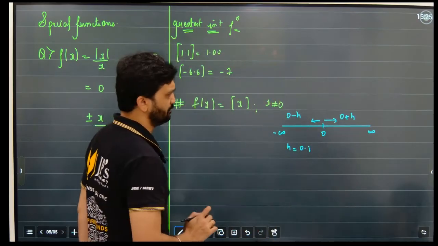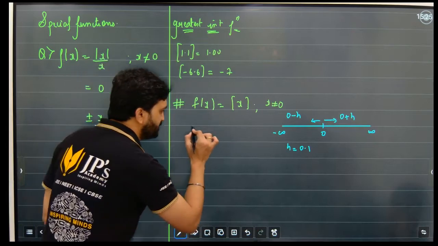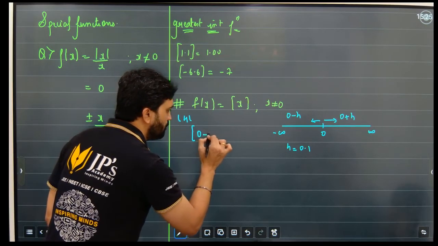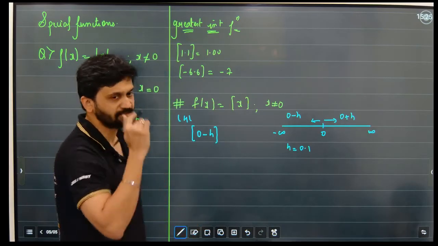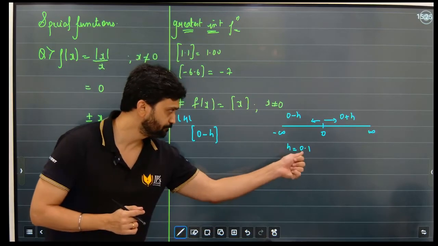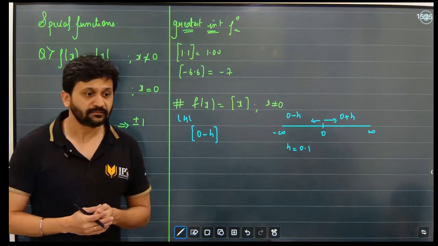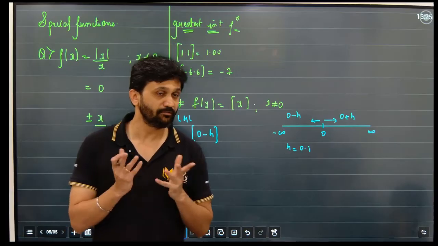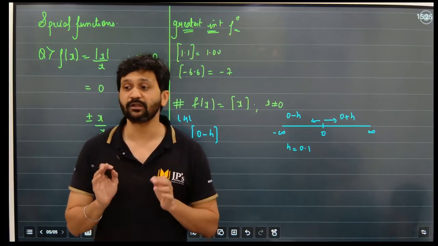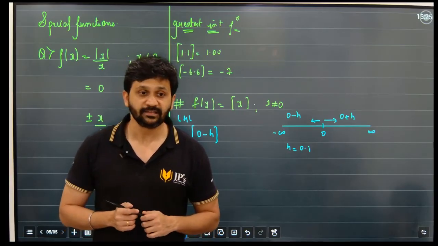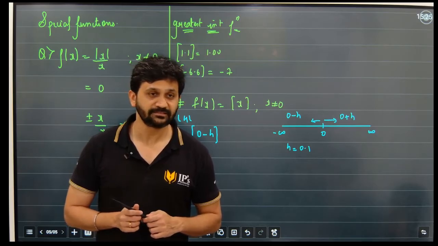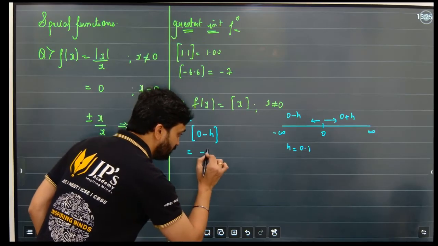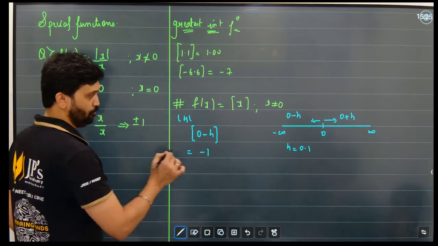And h is 0.1. Now my question stands. In the left hand limit, I have put 0 minus h in place of x. Now in your mind, guys, what is the value of h? What is 0 minus 0.1? How much is 0 minus 0.1? Minus 0.9. What is the greatest integer function of minus 0.9? Minus 1. Look carefully. Minus 1. Perfect. Very good.